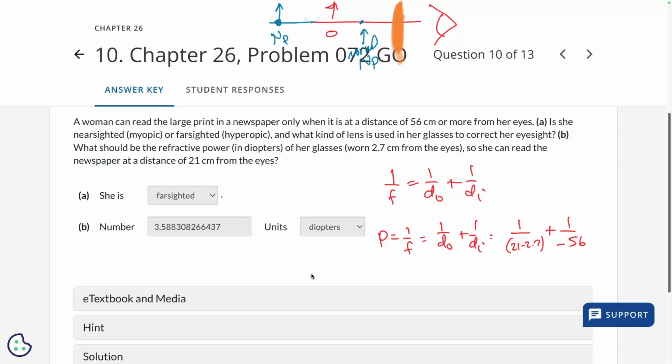Farsighted people are holding stuff at 25 centimeters in front of their face. Nearsighted people, what are they trying to see? Infinitely far away. So the object distance is infinity for nearsighted people. And then for farsighted, the object distance is 25 or 21 or whatever it is they tell you in the problem. Normally 25 if they don't tell you.